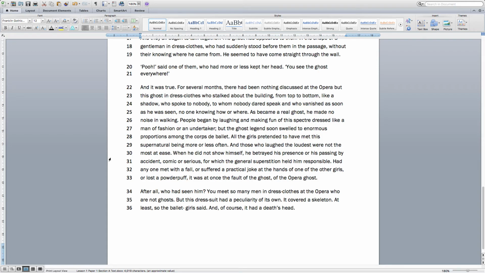After all, who had seen him? You met so many men in dress clothes at the opera who are not ghosts, but this dress suit has a peculiarity of its own. It covered a skeleton, at least, so the ballet girls said, and of course, it had a death's head.